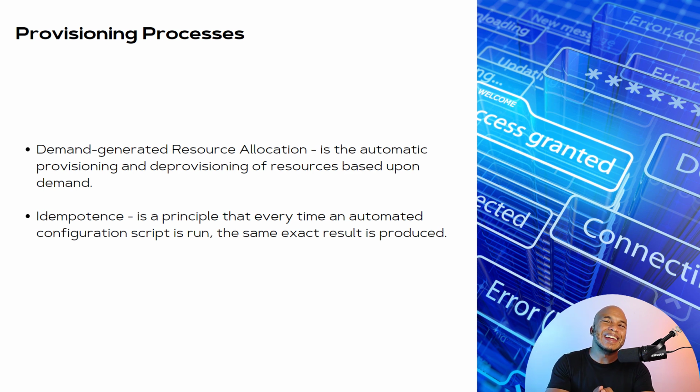And then you have the idempotence or idempotence. I'm not exactly sure how this is actually pronounced. I'm gonna go with idempotence. So it is a principle that every time an automated configuration script is run, the same exact result is produced. It's kind of like you doing the exact same thing over and over again. You're obviously going to expect the same kind of result. So idempotence is basically that principle that, hey, every time we run this particular automated configuration script, we expect the exact same kind of result to be produced.